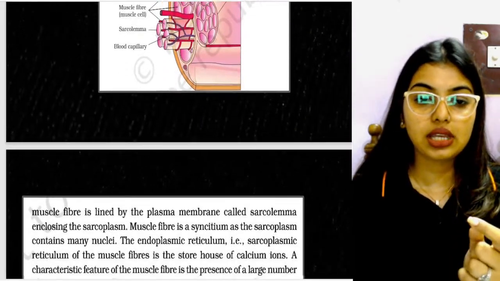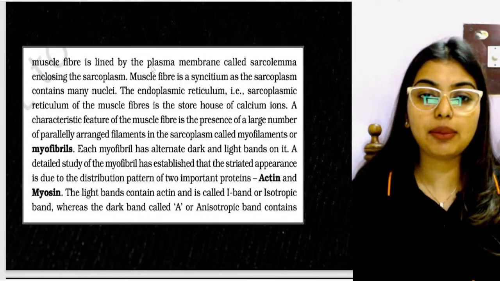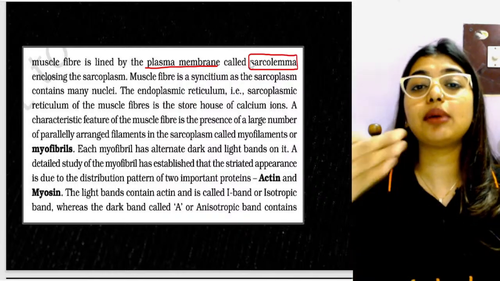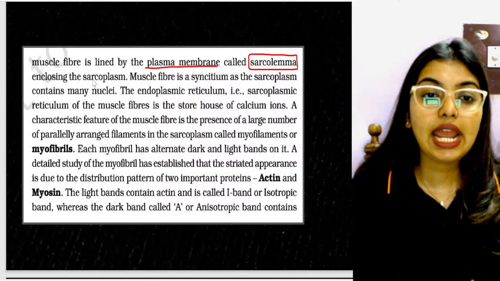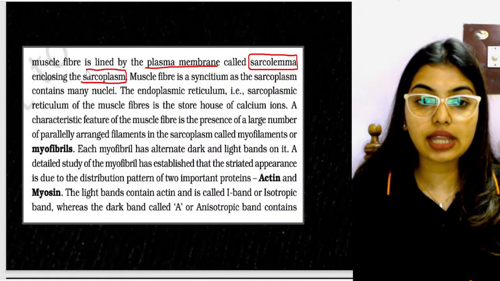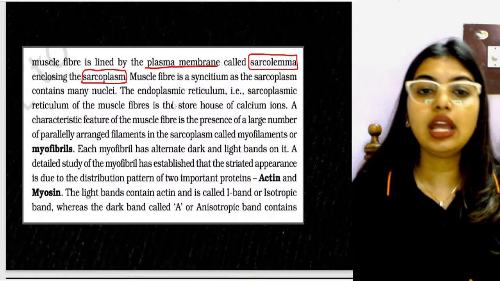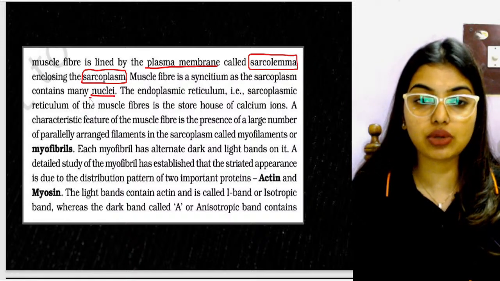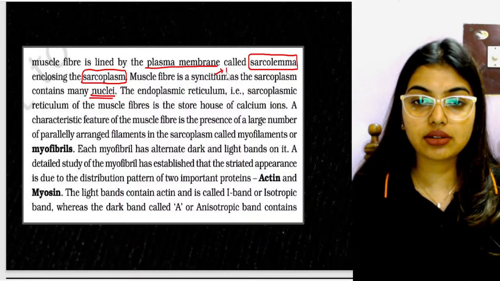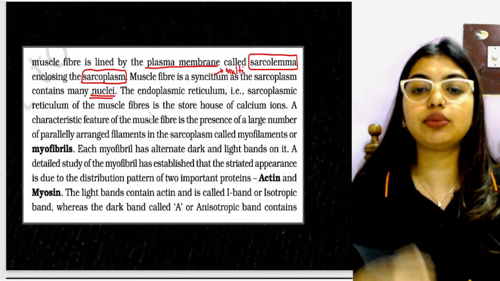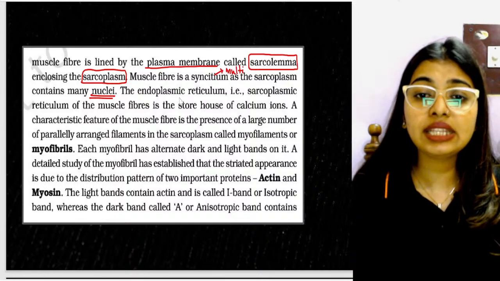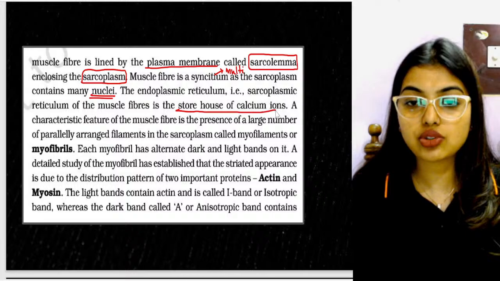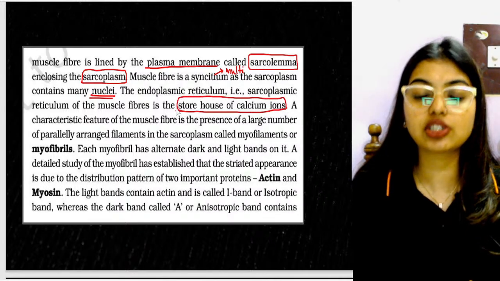Now, each muscle fiber is lined by a plasma membrane called the sarcolemma, enclosing the sarcoplasm. That is the inside layer. The muscle fiber is syncytial, the sarcoplasm containing many nuclei. They are multinucleated, with more cytoplasm. The endoplasmic reticulum, that is the sarcoplasmic reticulum of the muscle fiber, is a storehouse of calcium ions. Students, you have to remember this, because in future we are going to talk about it.